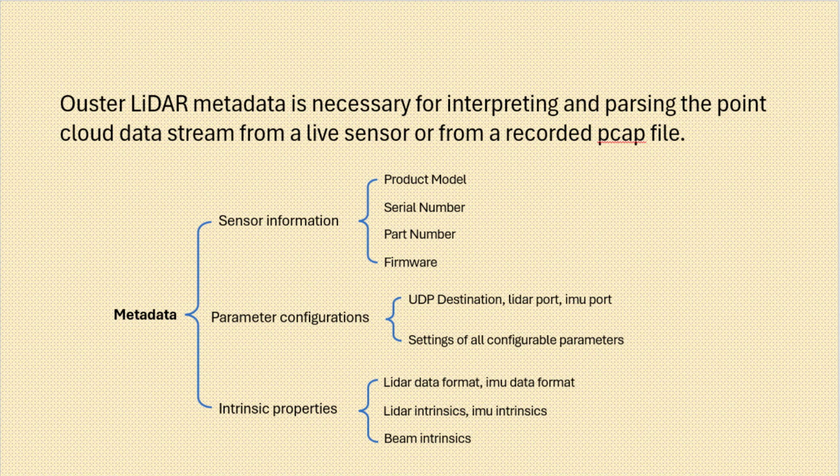The metadata of an OS LiDAR mainly consists of 3 parts: sensor information, parameter configurations, and intrinsic properties, respectively. Sensor info includes, but is not limited to, product model, serial number, part number, and firmware. Parameter configurations include all the configurable parameter settings as well as UDP destination address and UDP ports for LiDAR and IMU data transmission. And then the most important part, the intrinsic parameters, are used for parsing the LiDAR and IMU data.